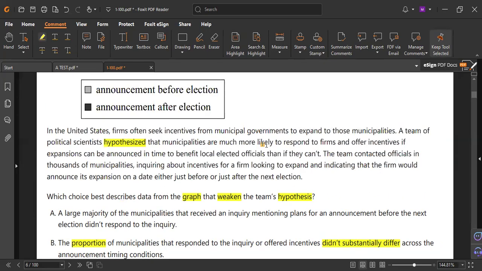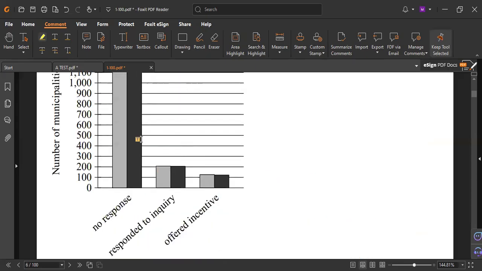Is that opposite to the hypothesis? Yes, they hypothesized municipalities are much more likely to respond and offer. Okay, so these hypotheses say that it's much. What is opposite? It didn't make any difference. And that is related to the graph indeed.